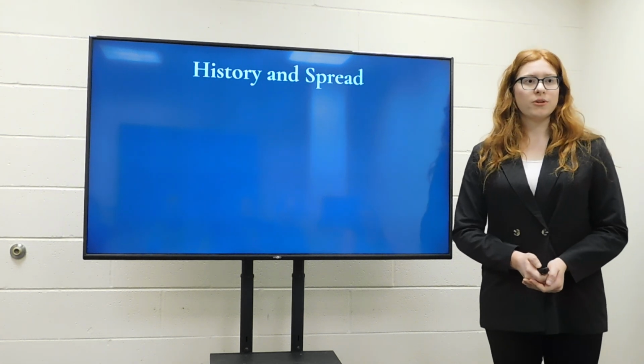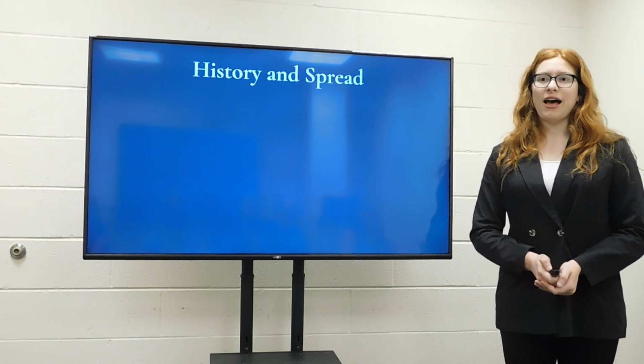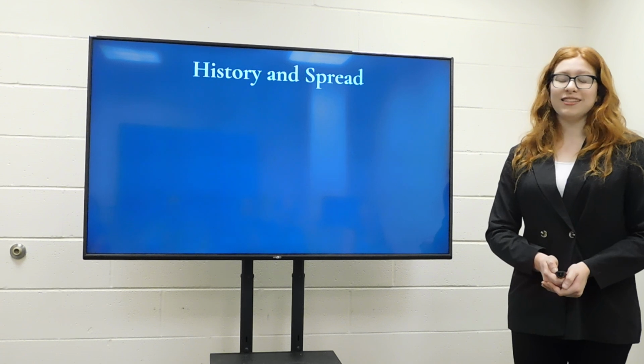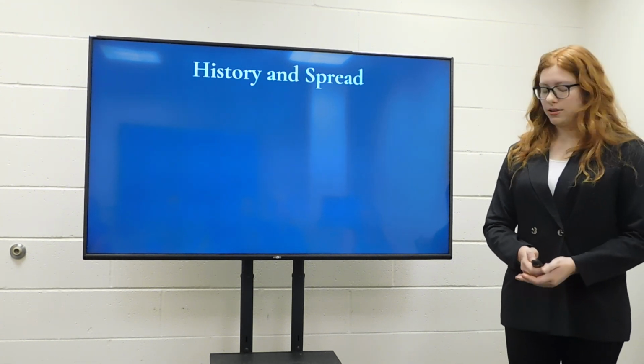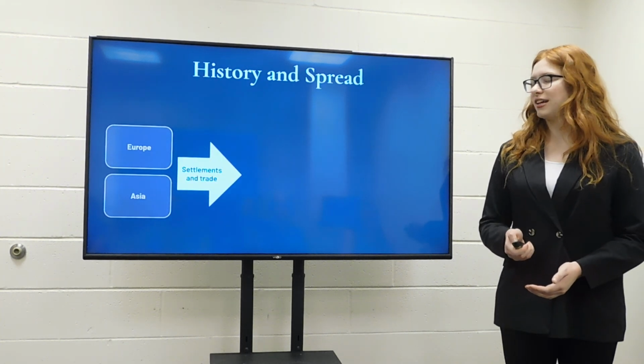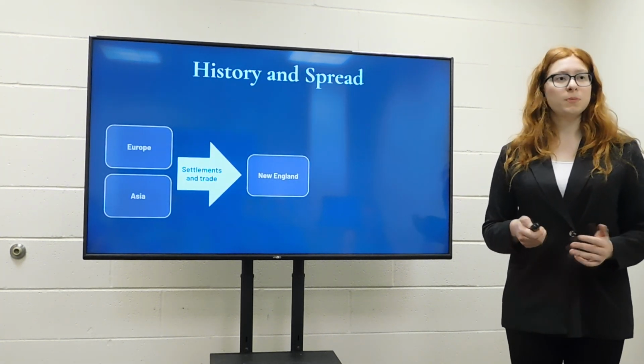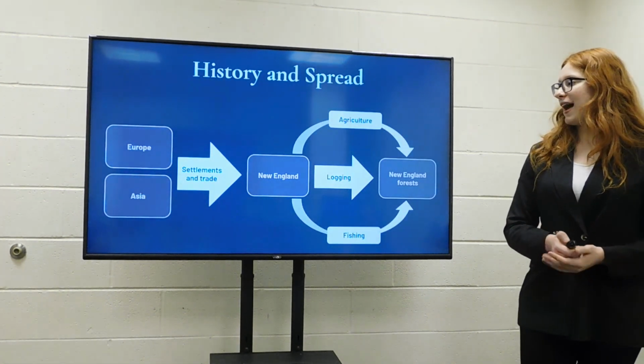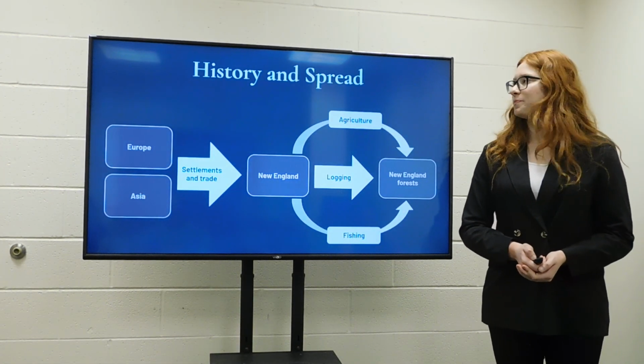The majority of earthworms in New England are not native to the area, having been wiped out due to glacial spread 10,000 years ago during the Ice Age. The majority of earthworms, such as D. hortensis, have come from Europe and Asia through settlements and trade, and have dispersed throughout New England forests through agriculture, logging, and fishing.